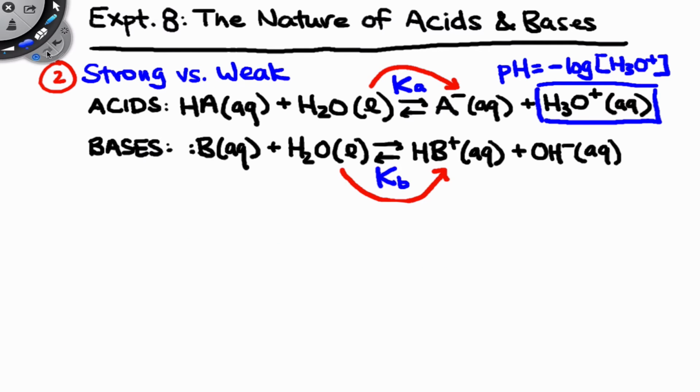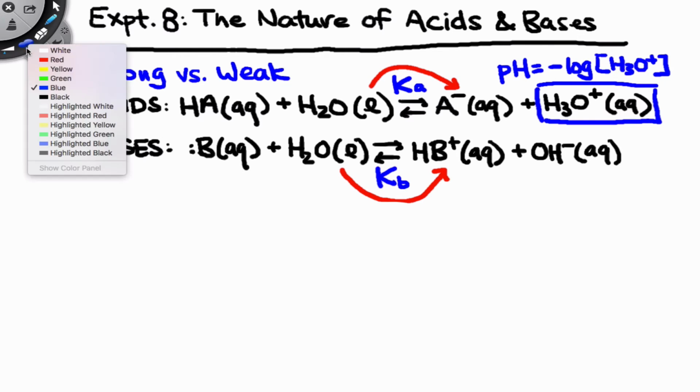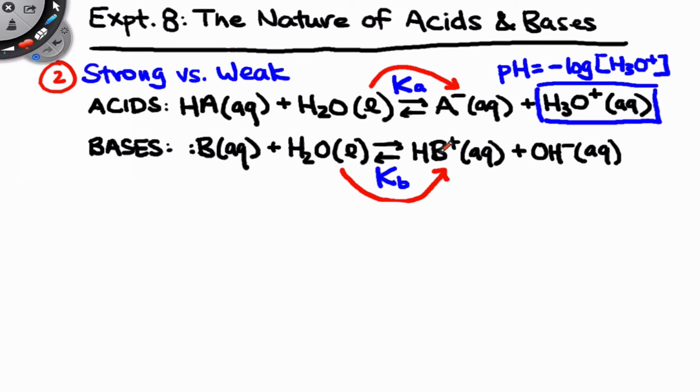In the second part of the experiment, we're going to look at strong versus weak acids and bases and their effects on pH. To think about this, let's keep up these equations showing how acids and bases behave in water and think about the difference between a strong acid and a weak acid. I'll let you do the base case on your own. We talked about previously that strong acids dissociate or react completely with water. What this means is that all of the HA that we start with in solution is consumed to form A- and H3O+.